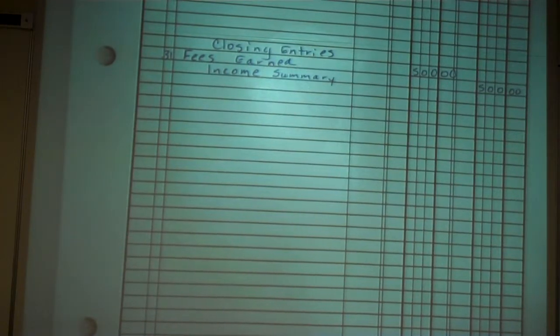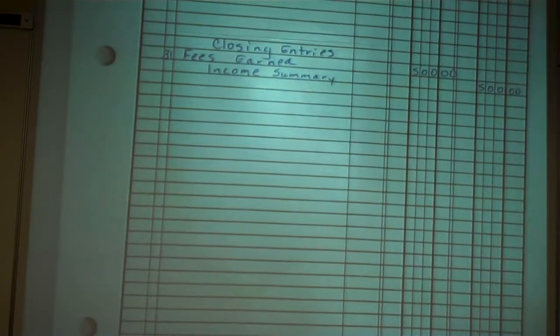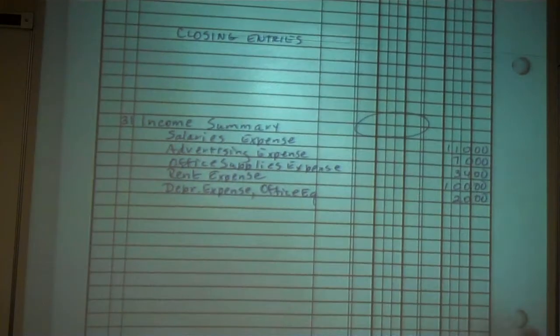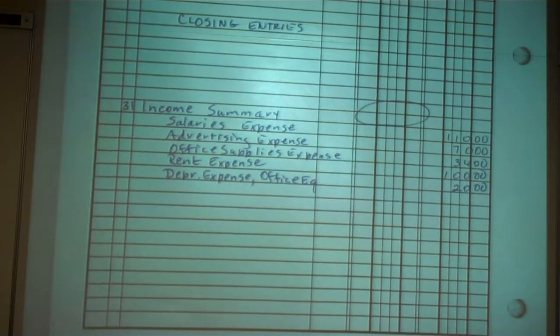But you might just make a notation to yourself that this number came from the income statement on the worksheet, and we're closing the revenue. What is the next closing entry that we need to do? It's all of our expenses. Our expenses have a normal balance on the debit side, so we're closing them with a credit. And our debit is going to be income summary.